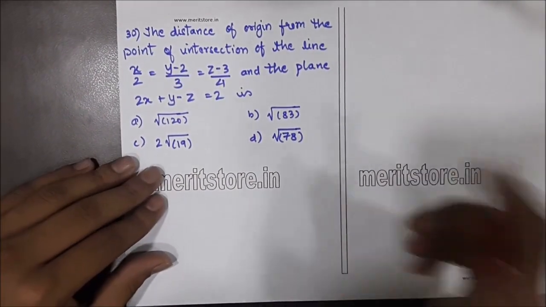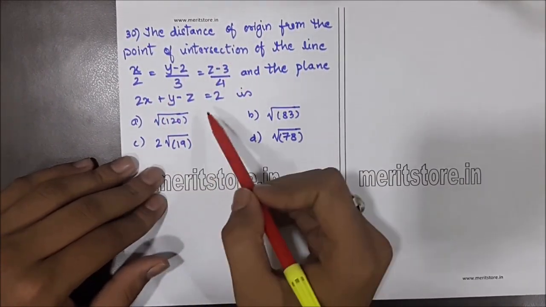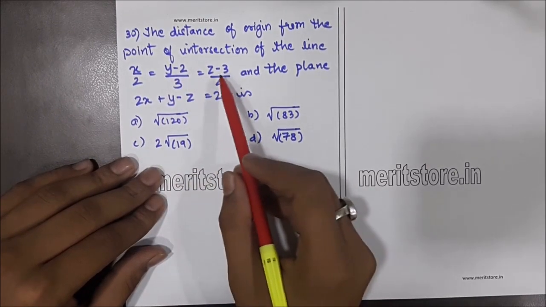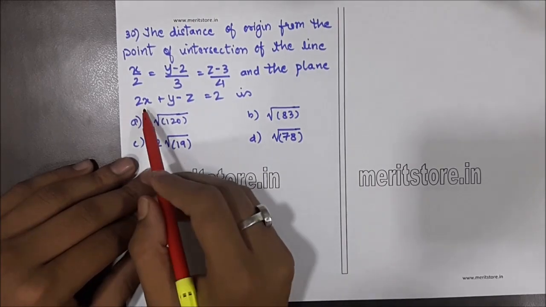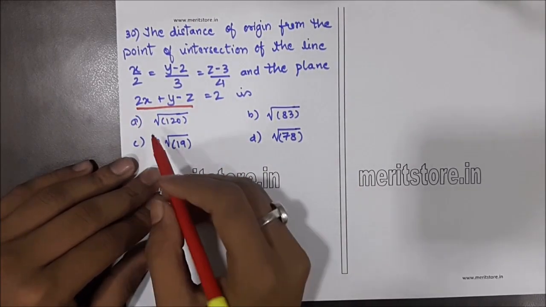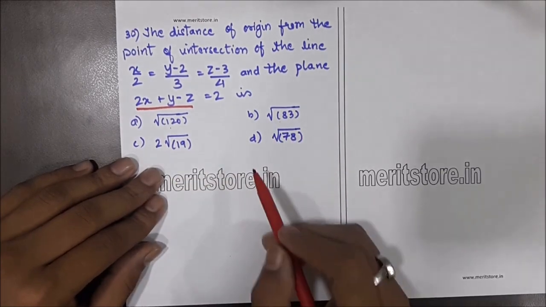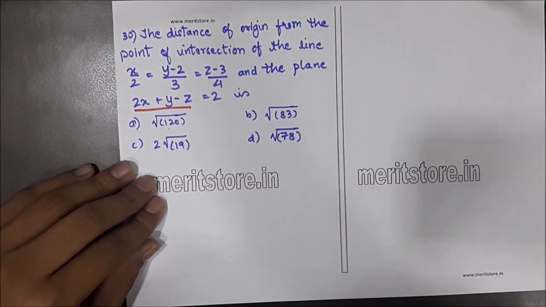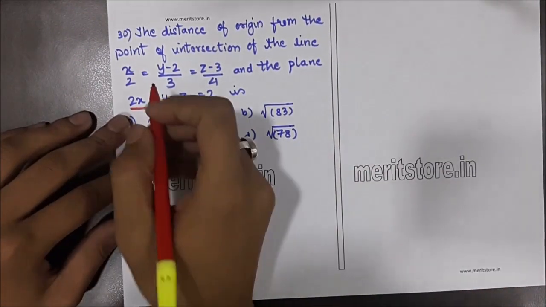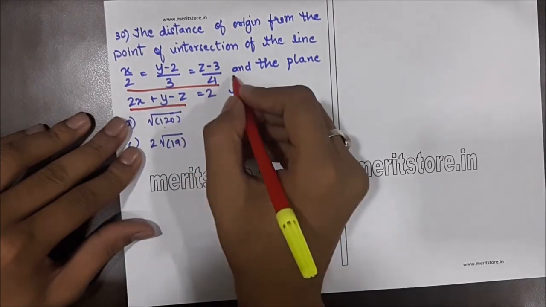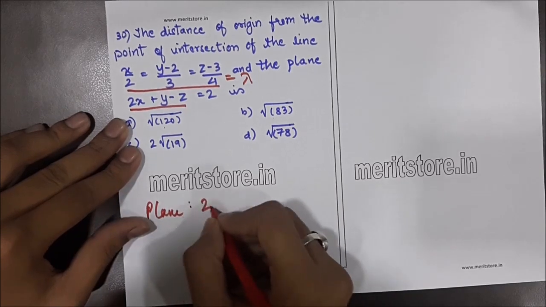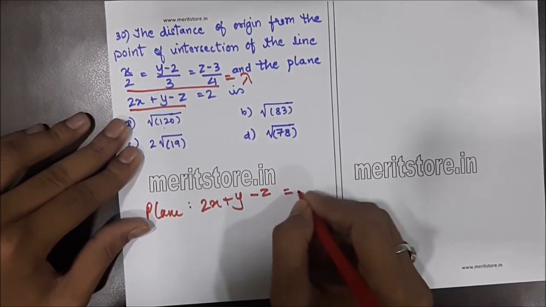Question number 30. The distance of the origin from the point of intersection of the line x/2 = (y - 2)/3 = (z - 3)/4 and the plane 2x + y - z = 2 is: option A, root of 120; option B, root of 83; option C, 2 times root of 19; and option D, root of 78. So we know that the given equation is equal to lambda. The plane would be 2x + y - z = 2.